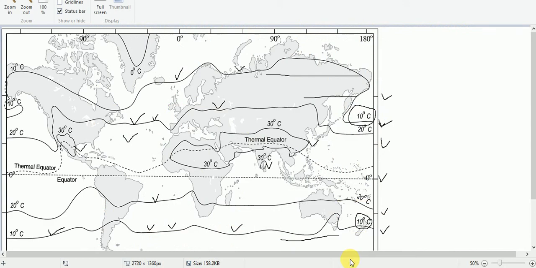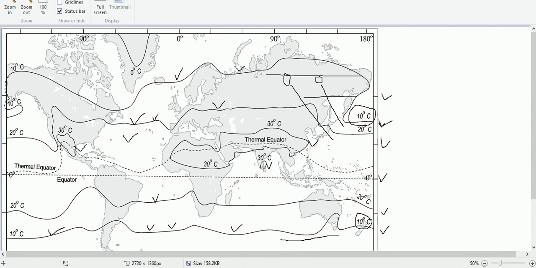Actually, this is the situation of a place very far away from the ocean. See here, this area is very far away from the ocean, and hence the moderating influence of the ocean is not available, and that is what we call continentality. Such type of situation is known as continentality.